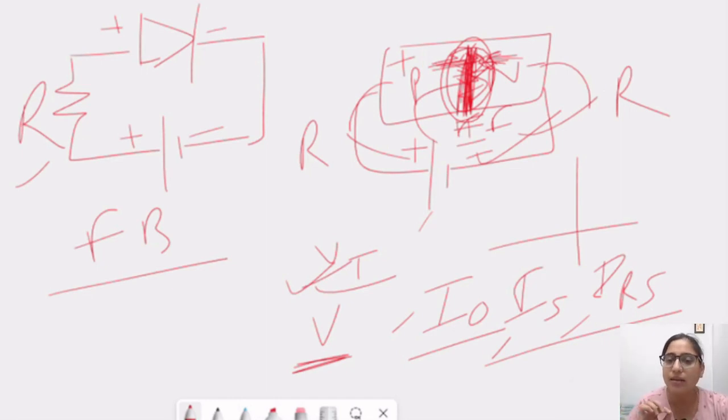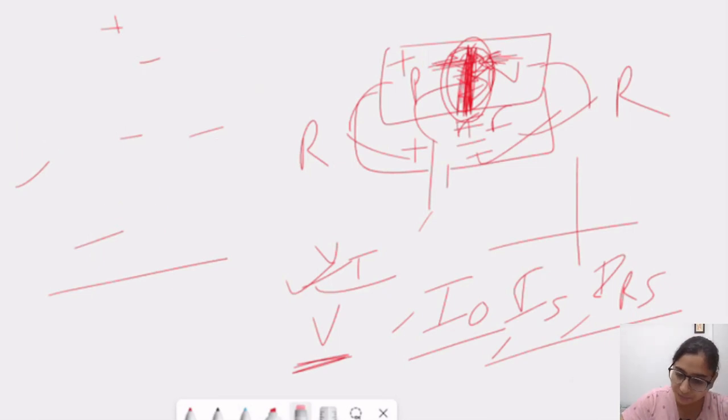Now let us deeply understand the VI characteristics of forward biasing.